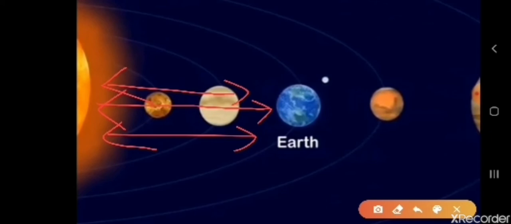Because of the distance of the earth and the sun, we are able to live on the earth, or life is found on the earth. So this is the distance which allows life to grow on the earth. So children, this is the distance of the sun which allows living things to grow on the earth.